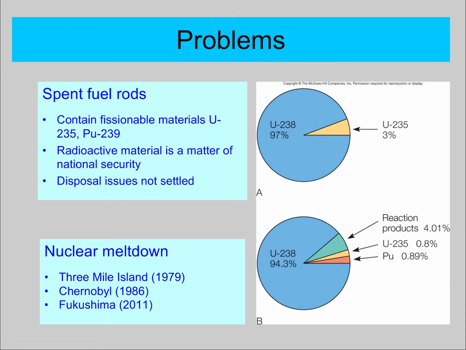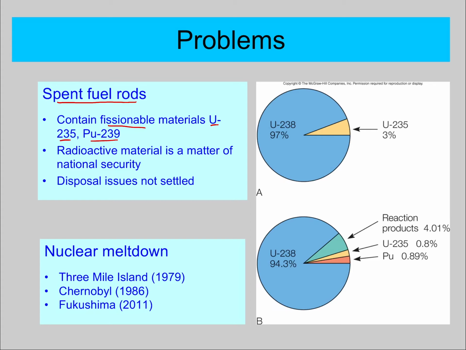So what are some problems? Well, the problem with nuclear power plants is that once the fuel is used up, there are spent fuel rods. So the things that fuel the reaction, once they're used up, they still contain what's called fissionable materials. So uranium-235, plutonium-239. And because it still is fissionable, it still is radioactive, and it's a matter of national security. You don't want to just go dump it somewhere because people will steal radioactive material to make bombs and other things like that. So we have to be very judicious about how we are disposing of the material.